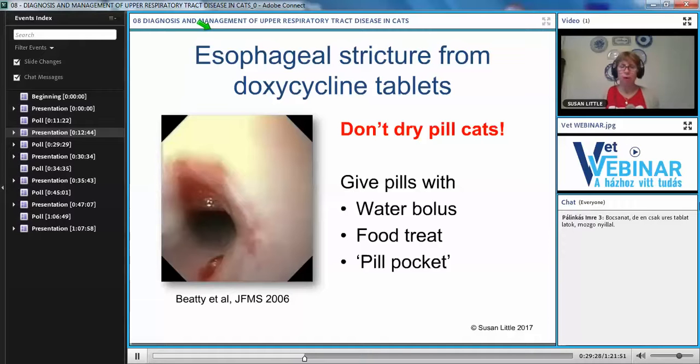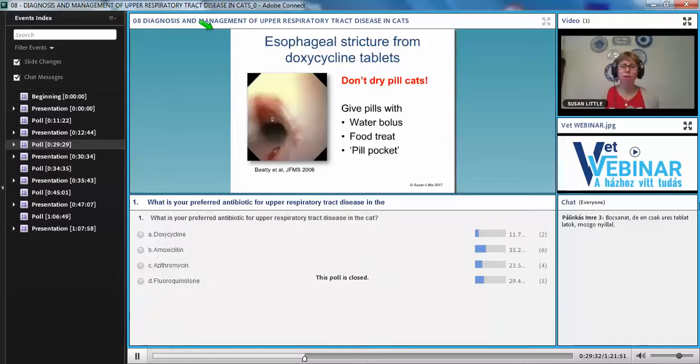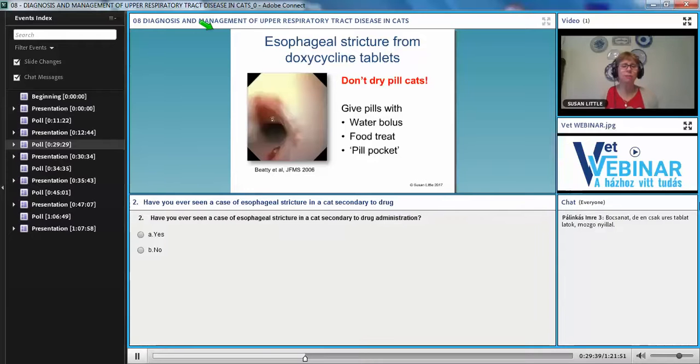So on that topic, I'm going to send another poll to you, and I'm going to ask you if you have ever seen a case of esophageal stricture in a cat secondary to a drug like that. I'm always interested in how many people have encountered this.